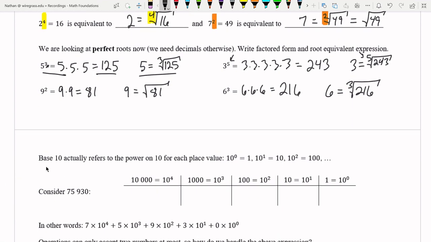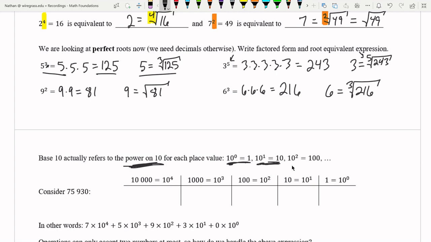So base 10, I'm talking about exponents again. Base 10 actually refers to the power on 10, the exponent. So the ones place is 10 to the 0, that's defined as 1. The tens place is 10 to the 1, that's going to be 10. Anything to the 1 power is just itself.